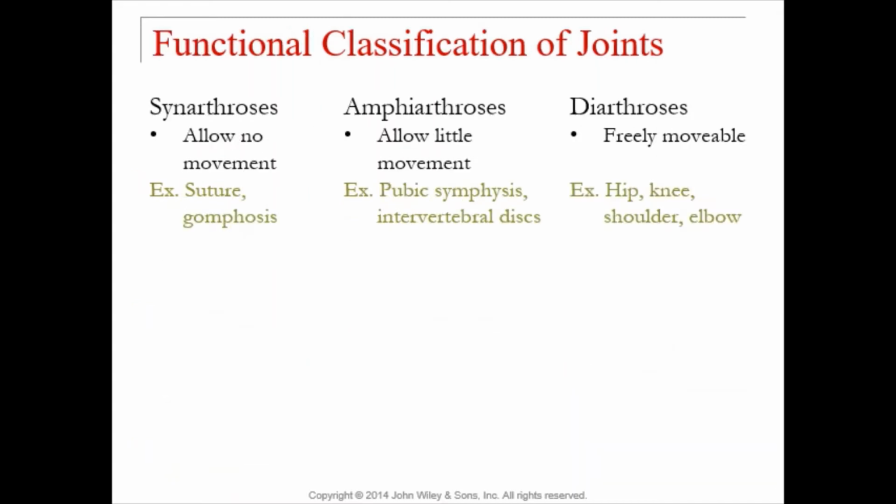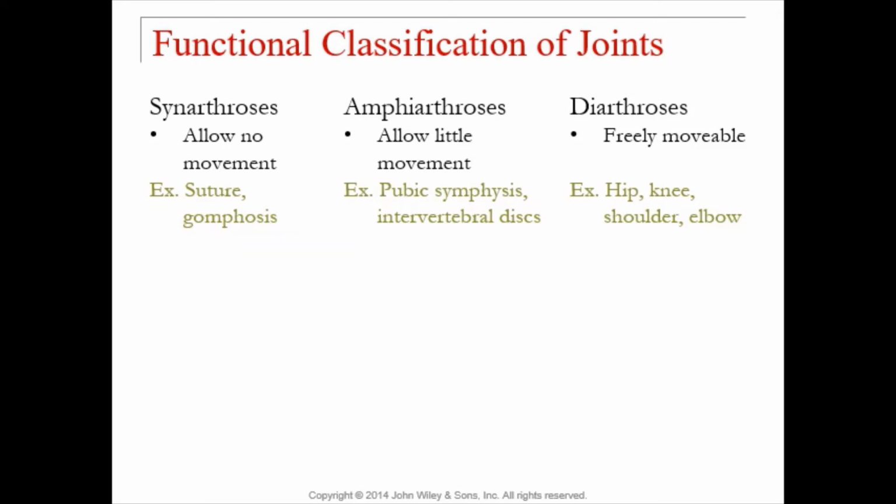Now we go on to the functional classes of joints. Turns out there are also 3 groups of functional classes of joints. And I want you to know your 3 functional classes. How are you moving in that class in the joint? And an example. So let's go through them. There are 3 of them. There are synarthrosis joints, amphiarthrosis joints, and diarthrosis joints. Those are the 3 functional classes.